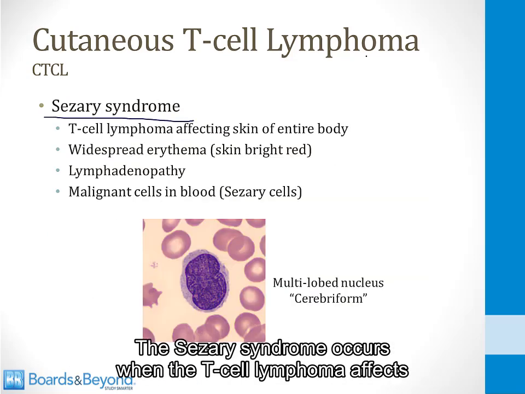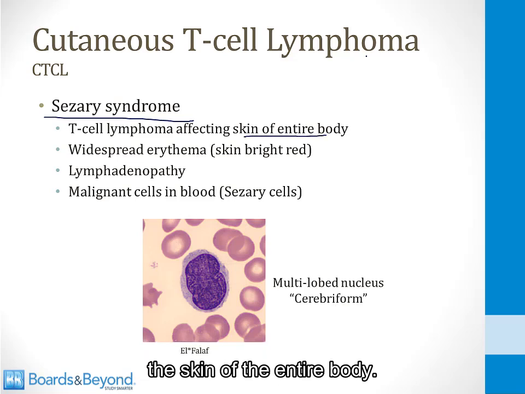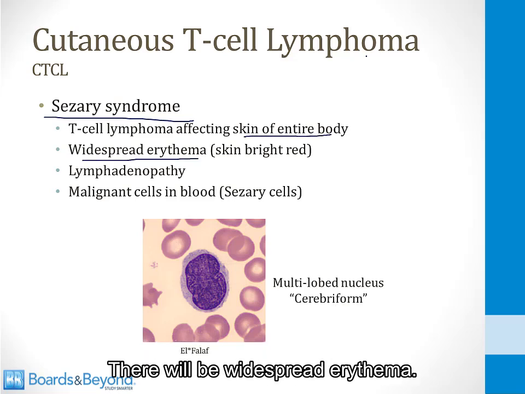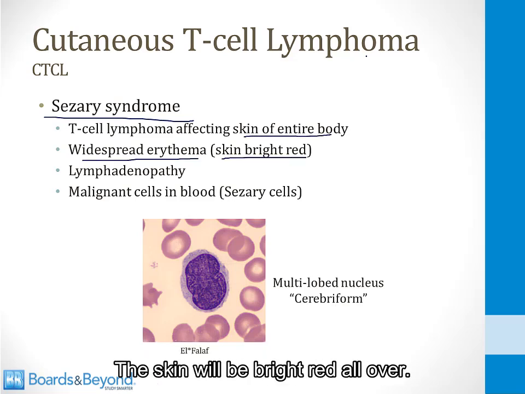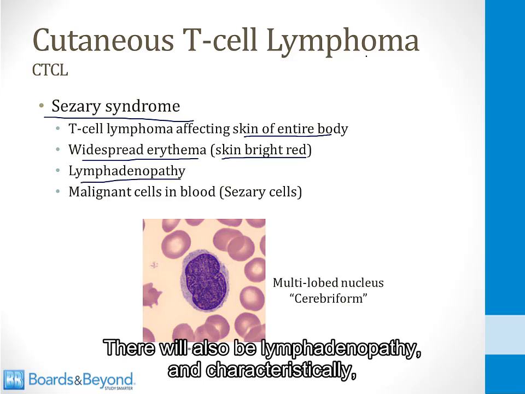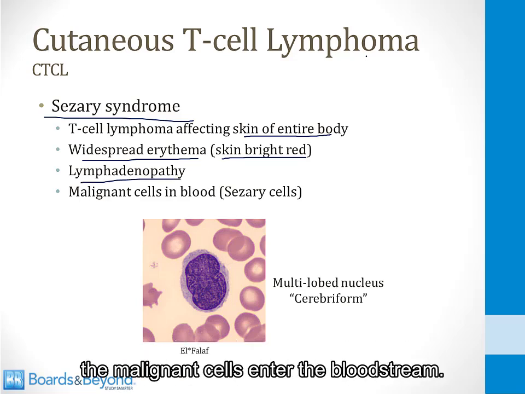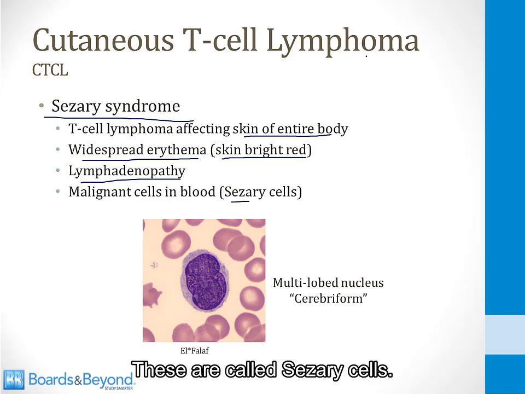The Sézary syndrome occurs when the T-cell lymphoma affects the skin of the entire body. There will be widespread erythema. The skin will be bright red all over. There will also be lymphadenopathy, and characteristically, the malignant cells enter the bloodstream. These are called Sézary cells.